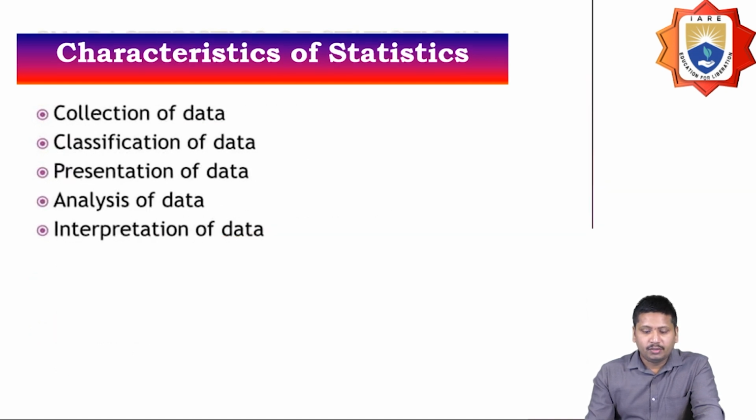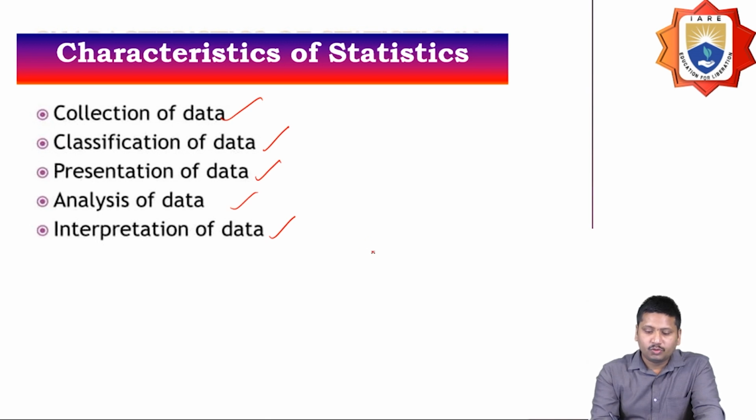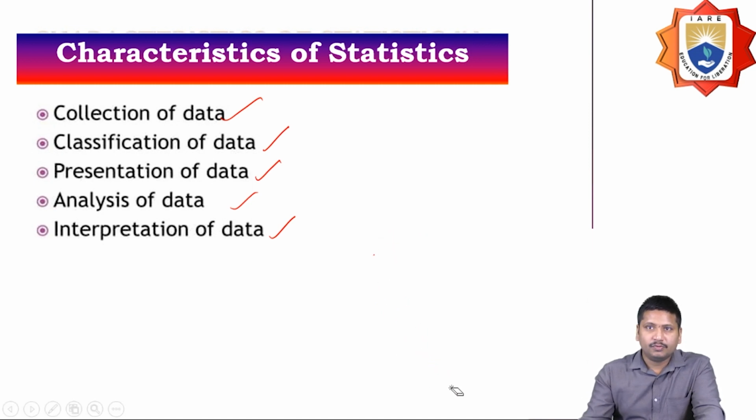And mainly you can go for statistics for the collection of data, the classification of data, and then presentation of data, analysis and interpretation of data. So how the data is going to be collected and how the data is going to be classified into different categories, then how we are going to present that, how we are going to analyze that, and finally how we are going to interpret it. So these are the things you have to know about the characteristics of that.